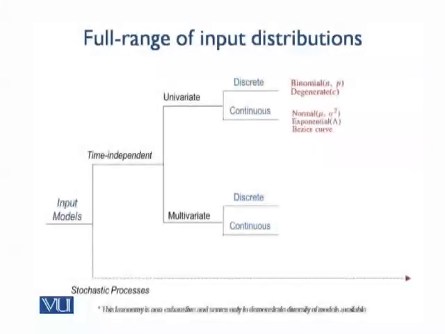So there are also multivariate time-independent distributions, in which you have dependence between random variables, but they are associated with each other and they are not dependent on time. It's not the same process, and the random variables refer to different times. So when we consider a multivariate time-independent input model, we're actually capturing the dependence between various different input random variables.